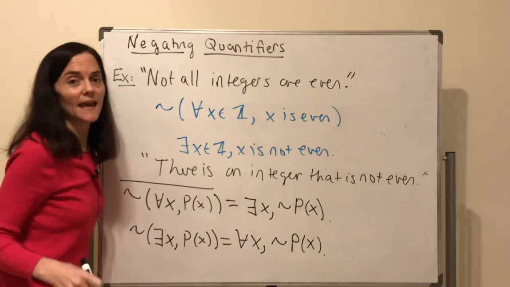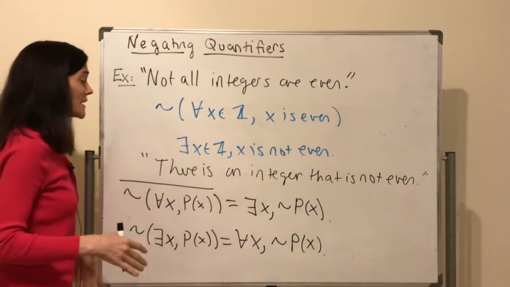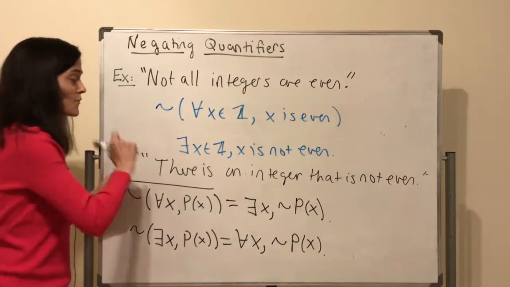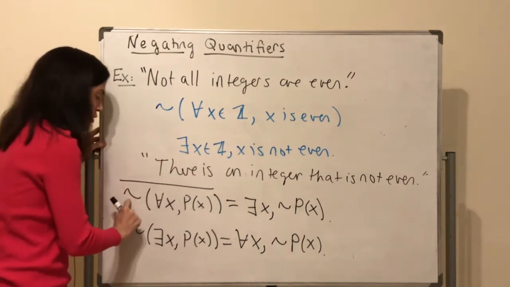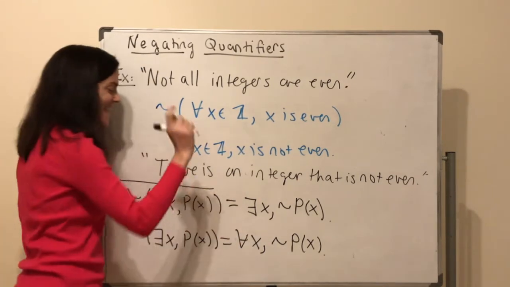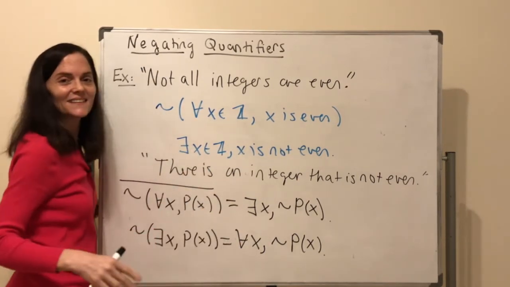This is how we negate quantifiers. And we could have nested quantifiers, and we just negate one step at a time. You move in the negation, and it changes the quantifier. You move it in again, it changes the quantifier, like this.